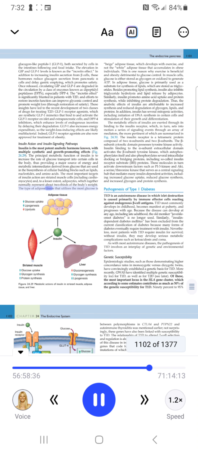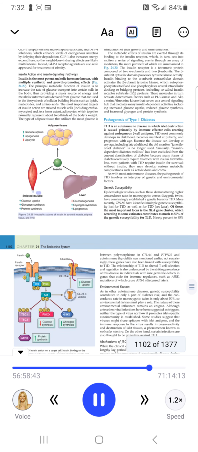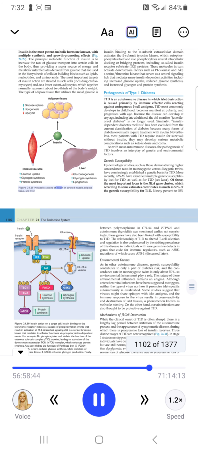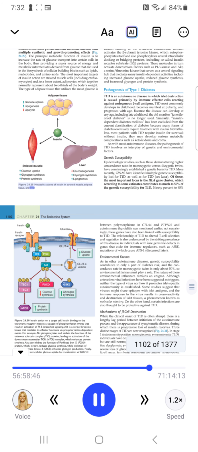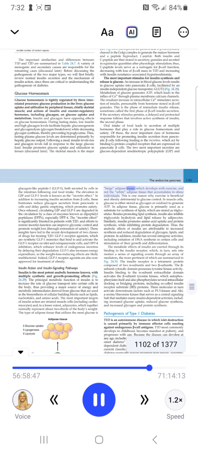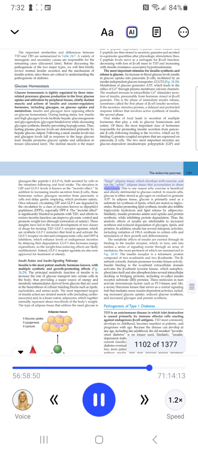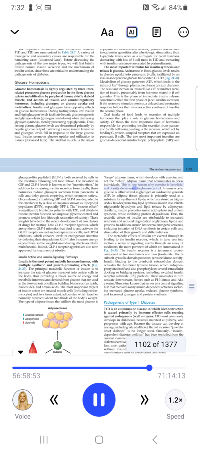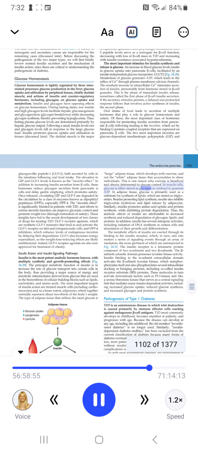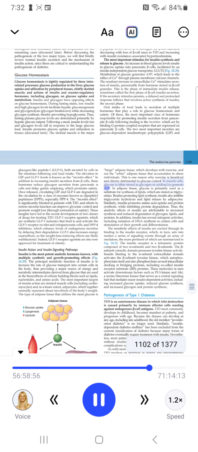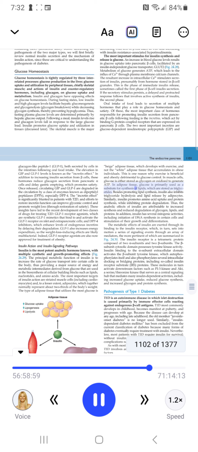Figure: metabolic actions of insulin in striated muscle, adipose tissue, and liver. The type of adipose tissue that utilizes the most glucose is beige adipose tissue, which develops with exercise, and not the white adipose tissue that accumulates in obese individuals. This is one reason why exercise is beneficial and obesity detrimental to glucose control. In muscle cells, glucose is either stored as glycogen or oxidized to generate ATP. In adipose tissue, glucose is primarily used as a substrate for synthesis of lipids, which are stored as triglycerides.